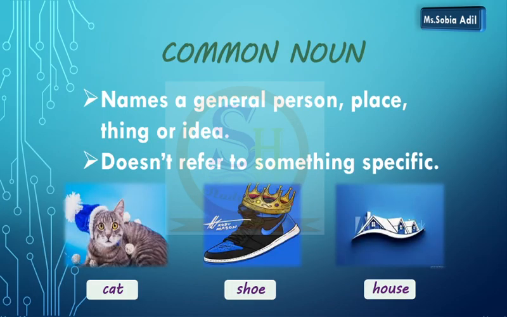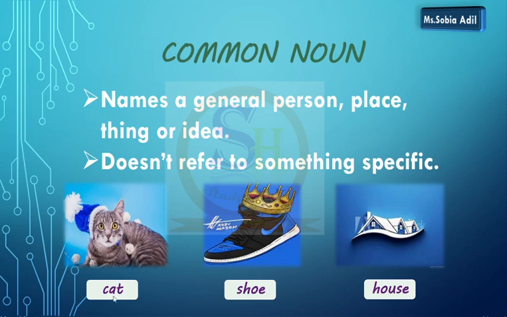कॉमन नाउन हेयर इज अ नाउन दैट वी यूज़ फॉर जनरल पर्सन, प्लेस, थिंग और आइडिया, जो कि किसी आम शख्स, जगह या चीज़ या फिर किसी आइडिया के लिए हम यूज़ करते हैं. नाउन दैट इज़ कॉल्ड कॉमन नाउन. डज नॉट रिफर टू समथिंग स्पेसिफिक. और ये किसी स्पेसिफिक चीज़ के लिए इस्तेमाल नहीं होता, किसी आम चीज़ के लिए इस्तेमाल होता है, राइट?